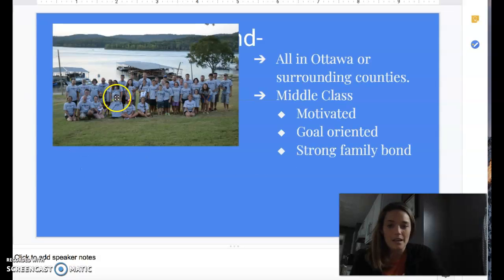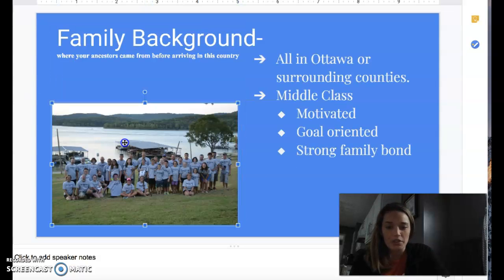I moved this picture earlier just to make sure I'd have space. As for my family background, this picture was taken about 5 years ago, I believe. It's my entire family, with the exception of 2. That is just on my dad's side, so we have a really big family. What's awesome is that, up until this year, all of them were located in Ottawa or about 10 miles outside of Ottawa. We are a very, very close knit family.